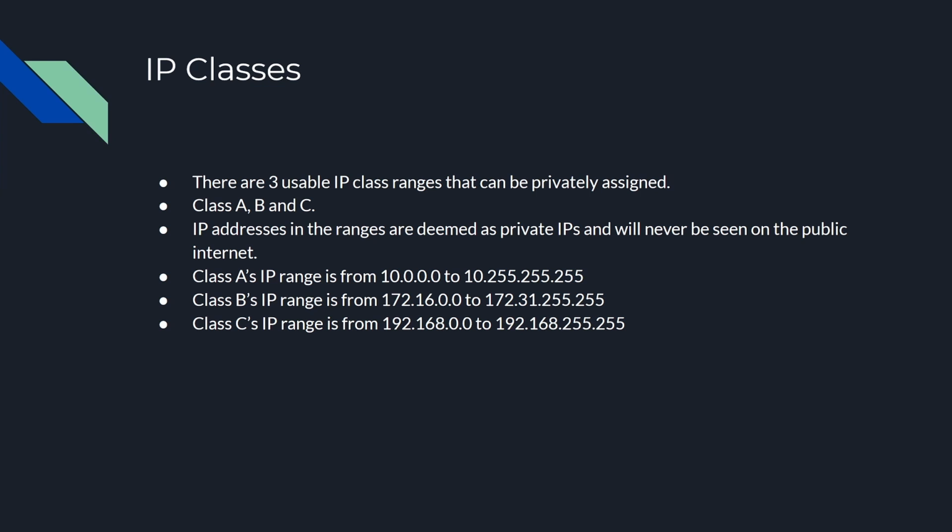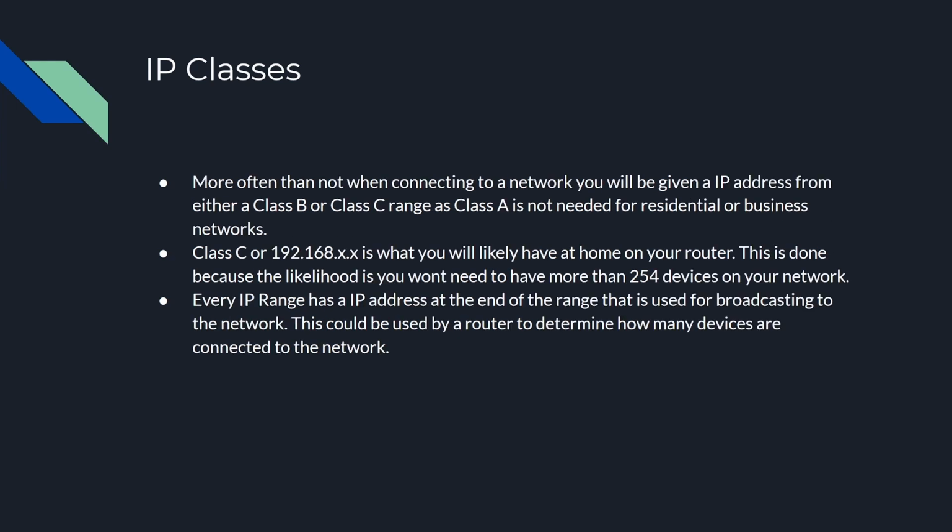Class C private addresses range from 192.168.0.0 to 192.168.255.255. These IP address ranges are usually assigned to small networks, and it is likely that you have this on your router or access point at home.